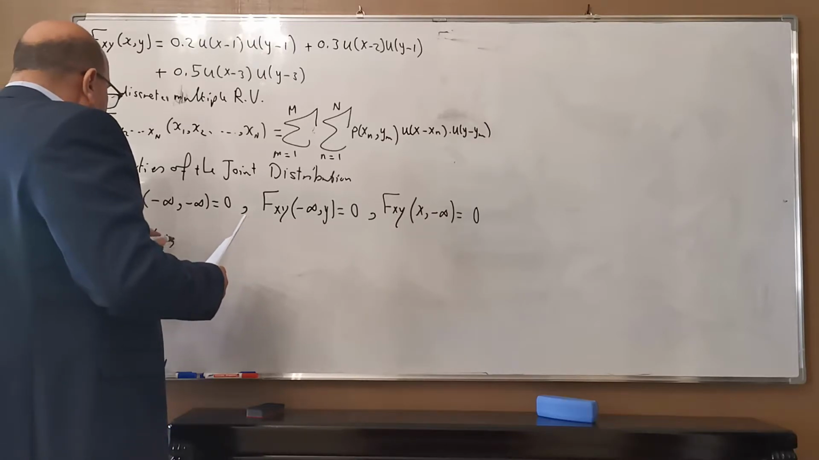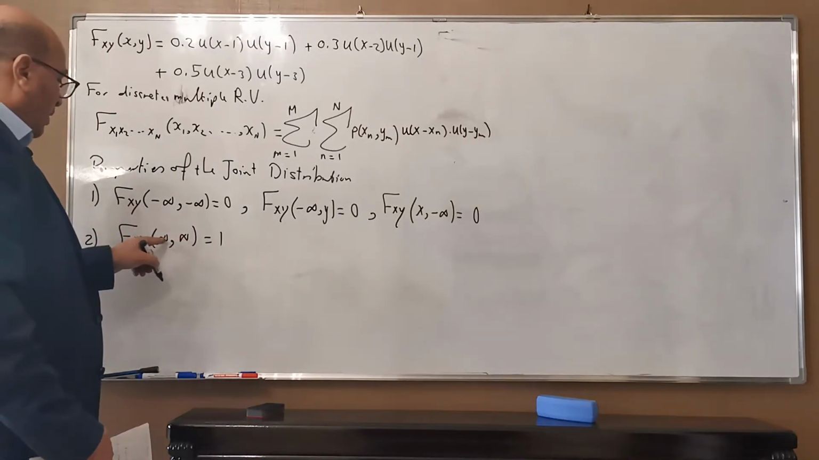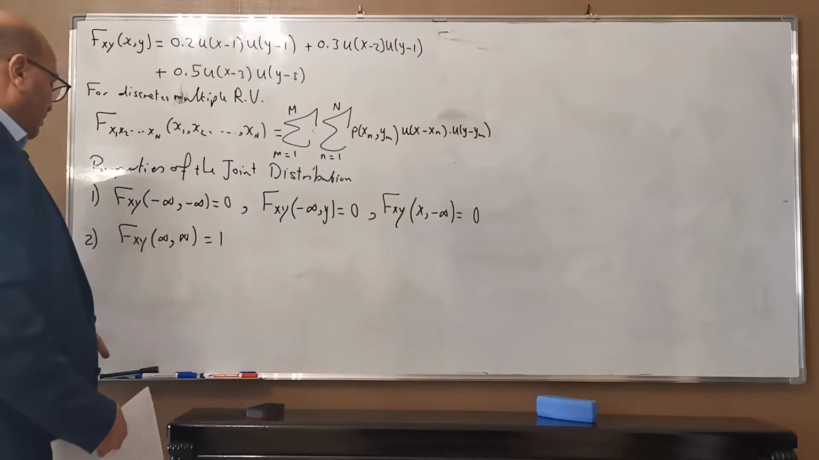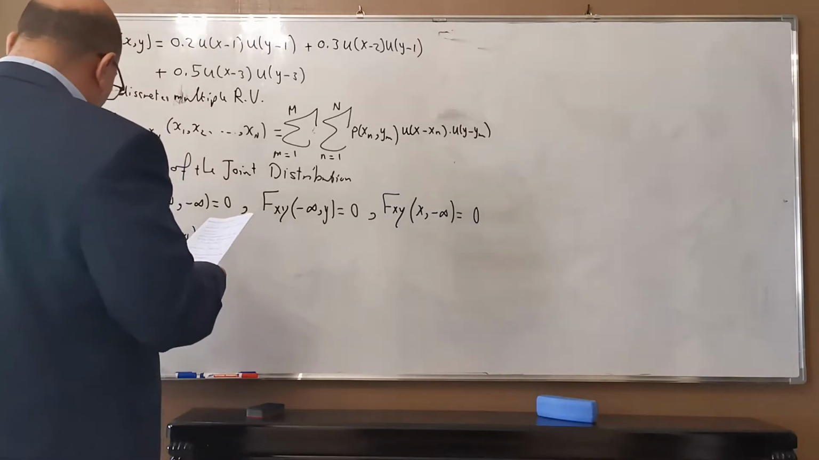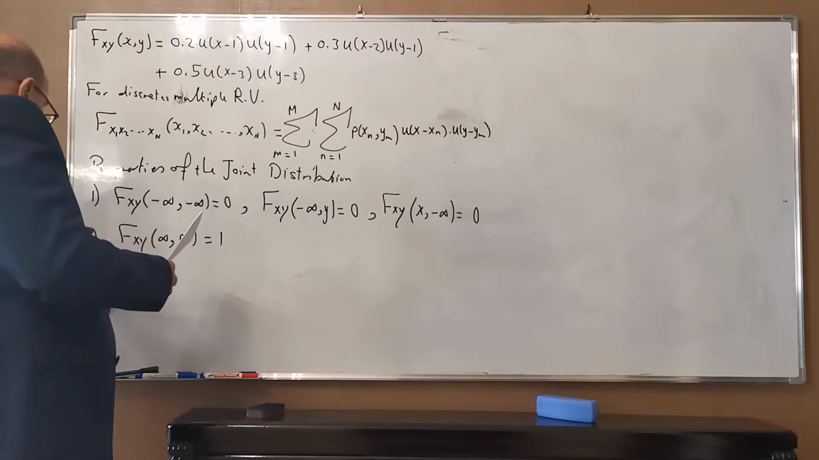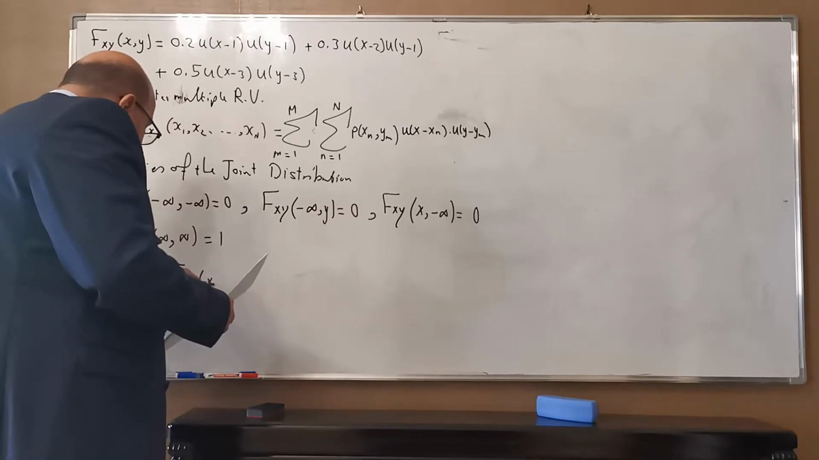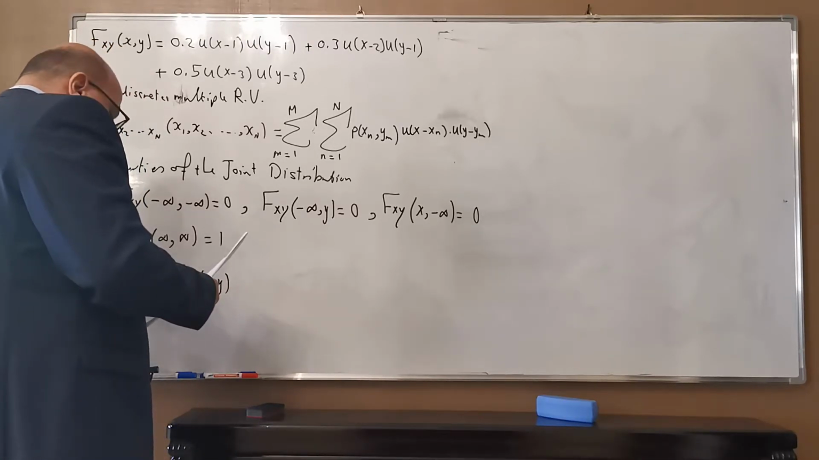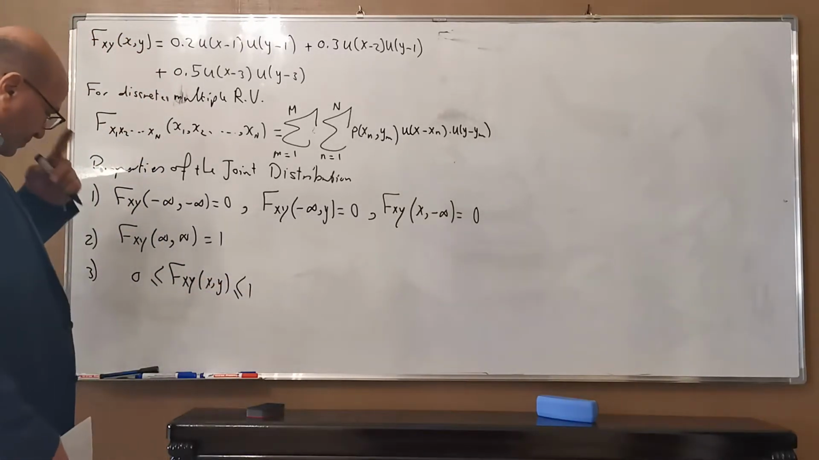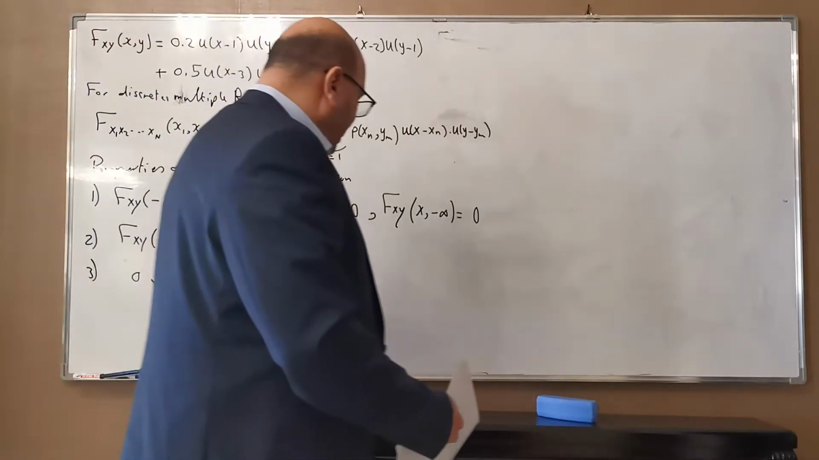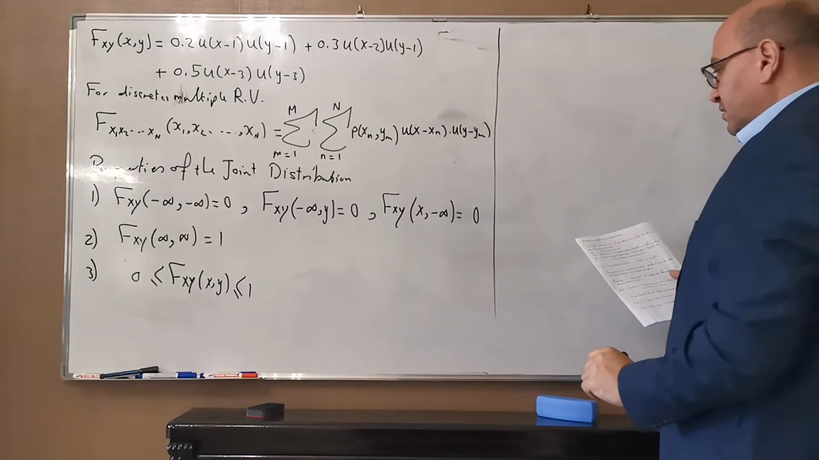Okay, the second one: Fxy of infinity and infinity should equal 1. But Fxy of x and infinity, or infinity and y, they have special names. We'll see them in a while. Okay, 3: Fxy of any x and any y should be a value from 0 to 1. So those values are between 0 and 1. So it's a normalized value of the distribution function.